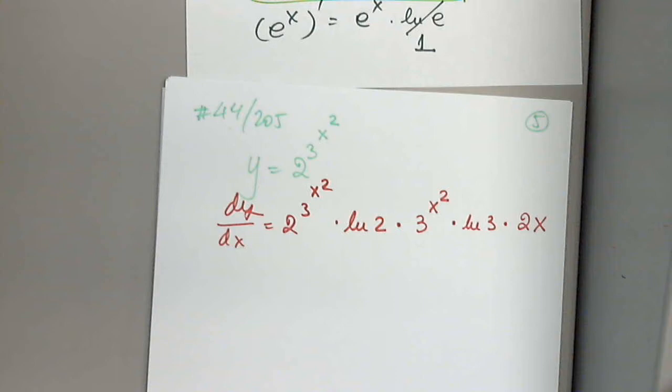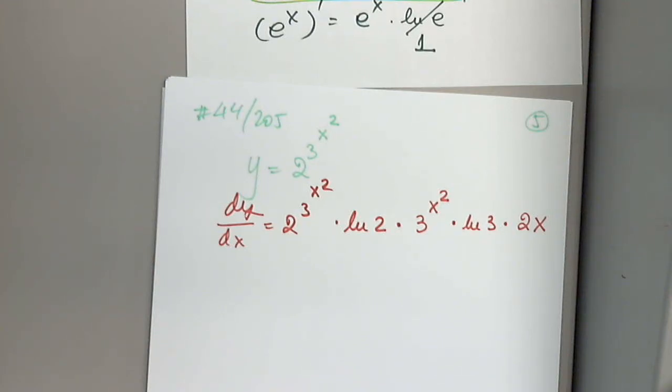Yes? So the 2 is the outer function, and the 3 to x squared is the inner function? Yes, and x squared is the most inner. Yes. It's a very good question. When we differentiate, we go from the outer to the inner. When we think in terms of evaluating, we go from the inner to the outer.